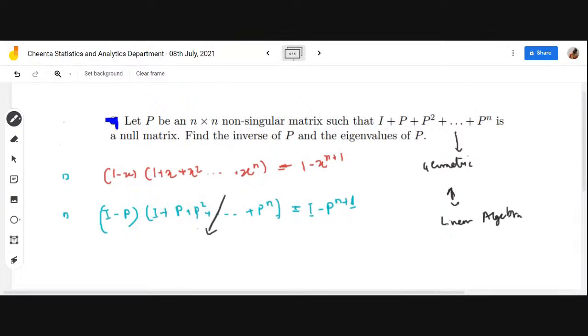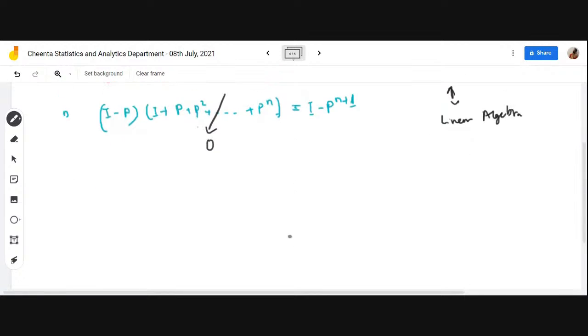And that's where you will get that it's equal to 0, because that is equal to the null matrix over here. So you will get P to the power n plus 1 is equal to I.